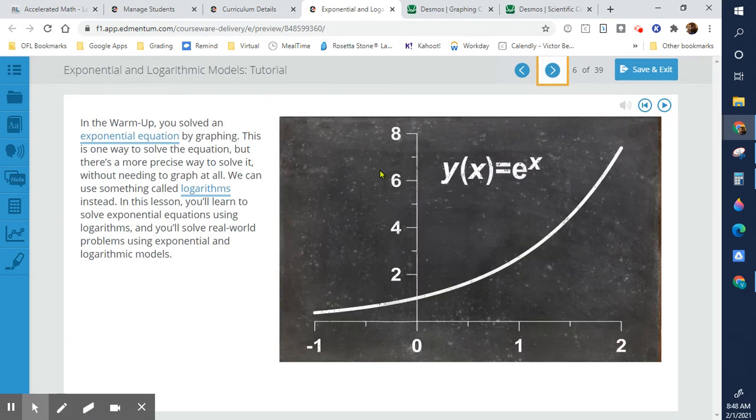So this is just talking about an exponential equation, meaning that there's usually an exponent here. E is actually a number. It's a very weird number that occurs a lot in math.